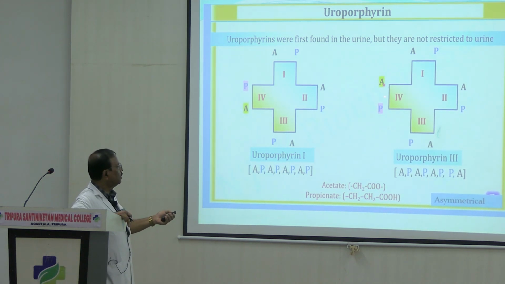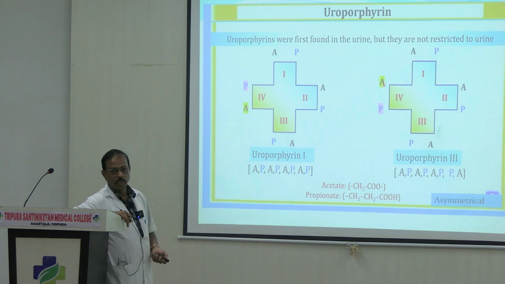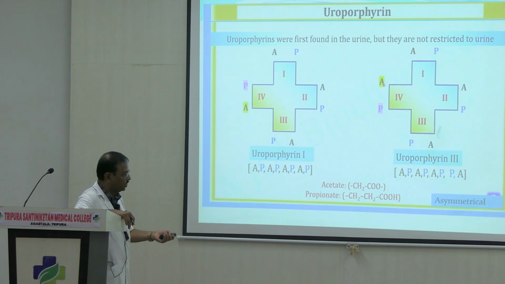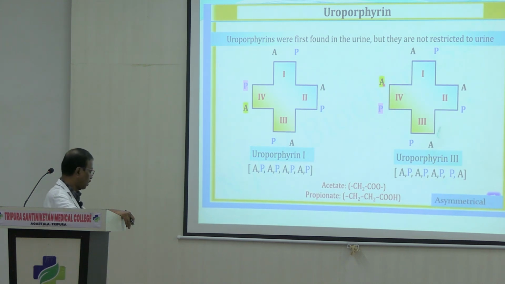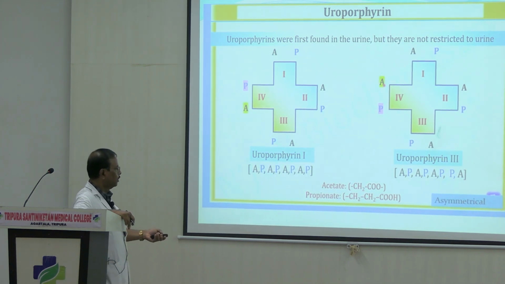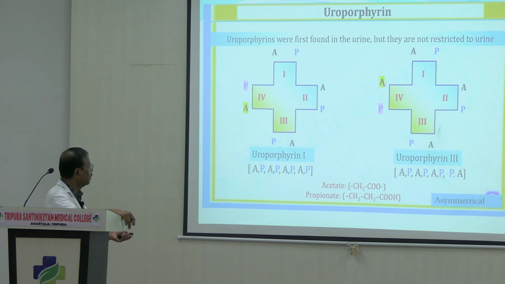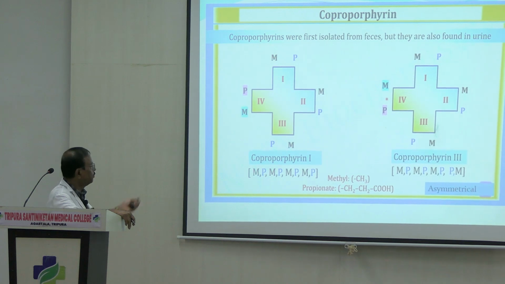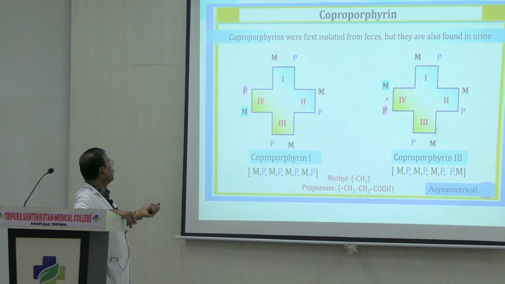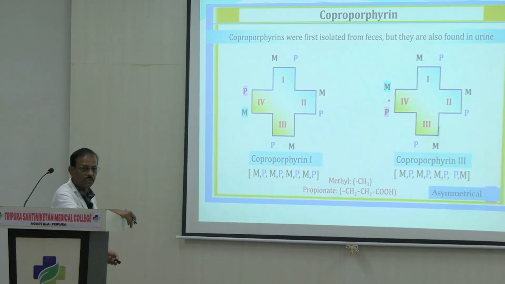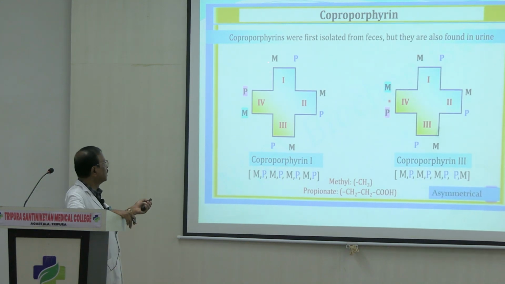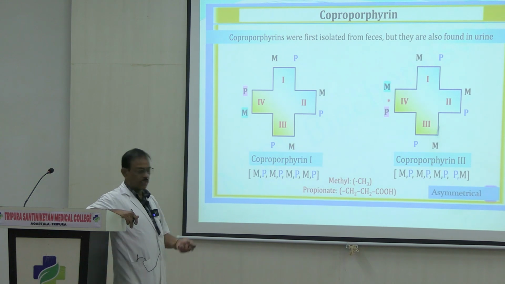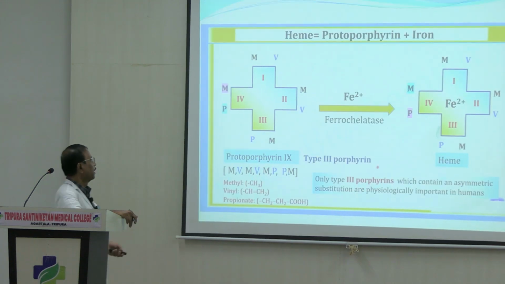However, here you see P comes before the A. So this is uroporphyrin 3. Here the substitution is asymmetrical. Coproporphyrin is the same thing; only here, in place of acetate, a methyl group is added. Others are the same as in uroporphyrin.